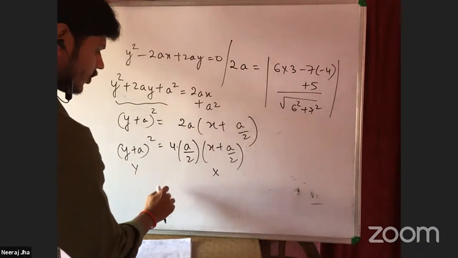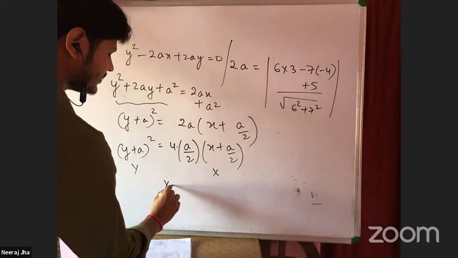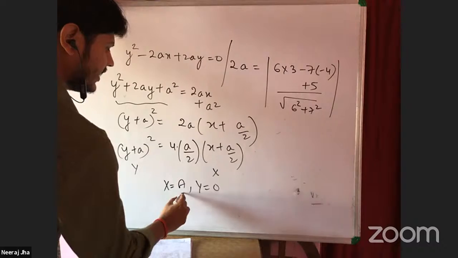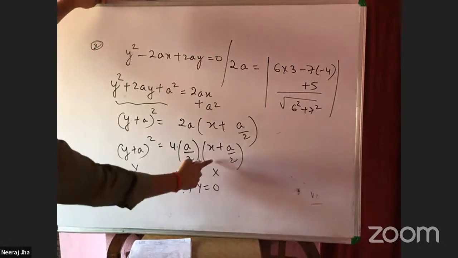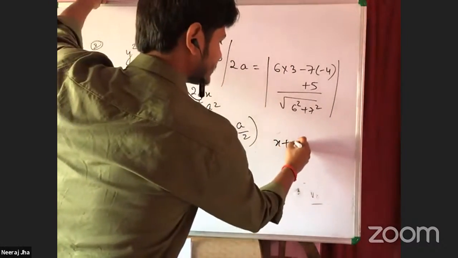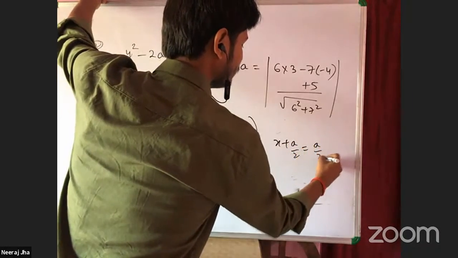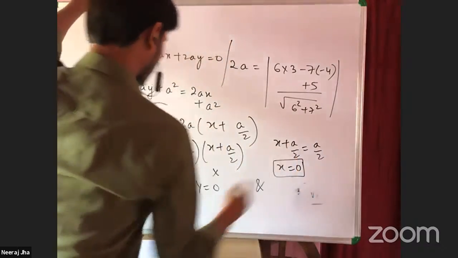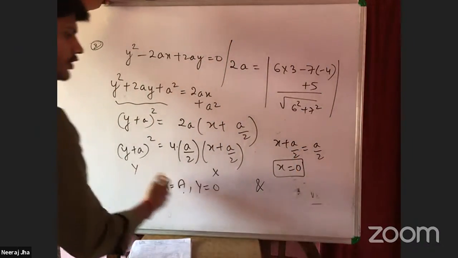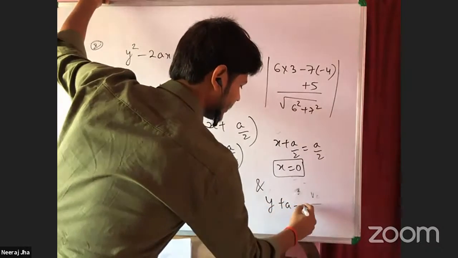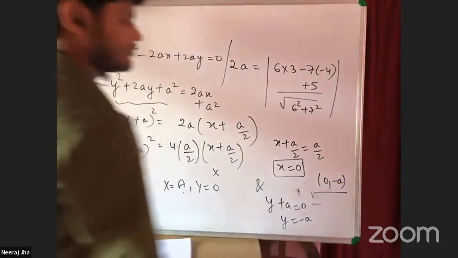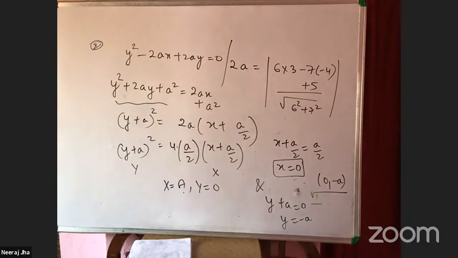So what are the coordinates of the focus? The focus is at capital X equals A and capital Y equals 0, and here A is a by 2. X is x plus a by 2, so x plus a by 2 equals a by 2, which means the x coordinate of the focus will be 0. The y coordinate: capital Y equals 0 means y plus a equals 0, hence y is equal to minus a. So (0, minus a) will be its focus.